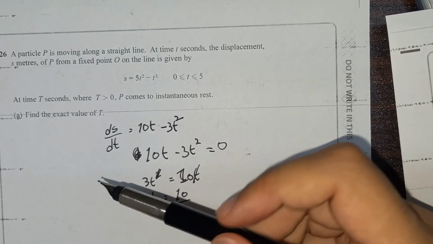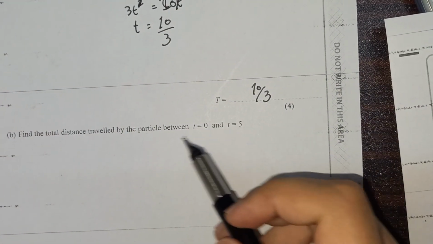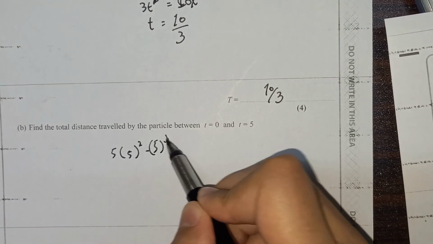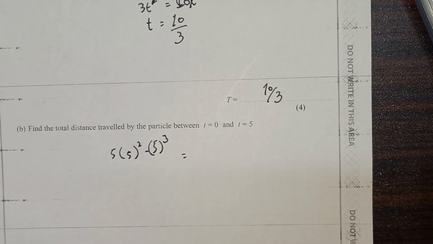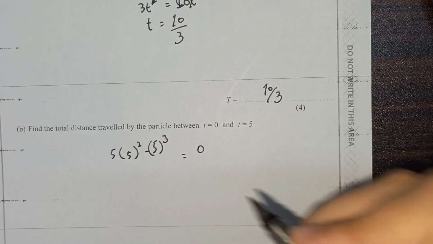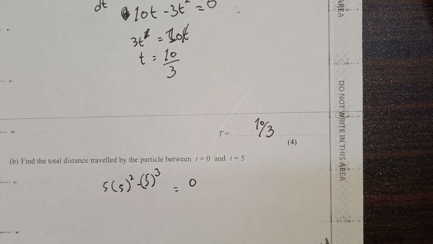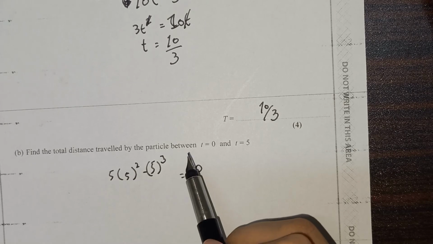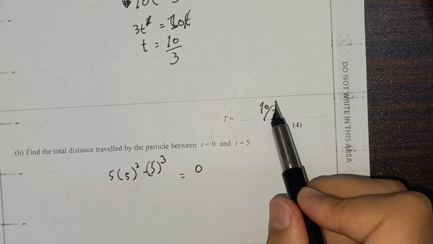So that would mean it came back to its original position, and now we will do that because t is equal to 0 and t is equal to 5. So 5 into 5 square minus 5 cubed, it gives us, let me check my calculator, it gives us 0, which means that the particle is traveling back to its original position. Now to find the distance traveled by the particle between t equals 0 and t equals 5, which means double the distance, we have the value of t over here.